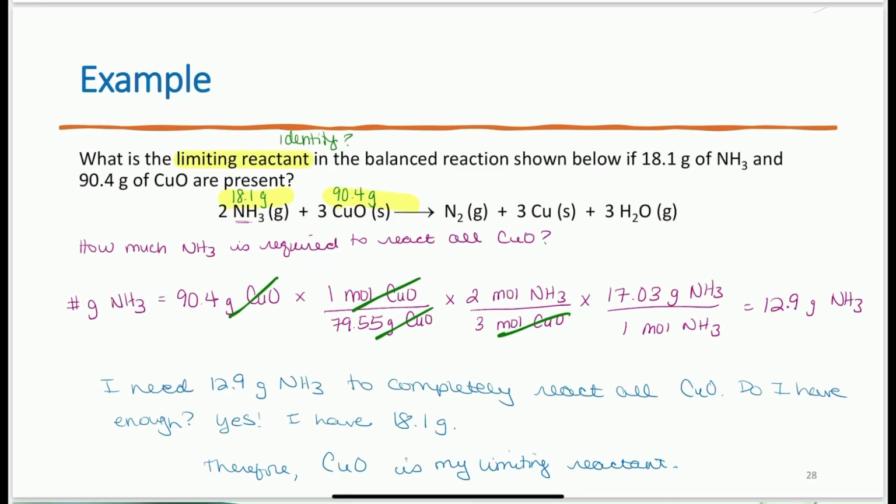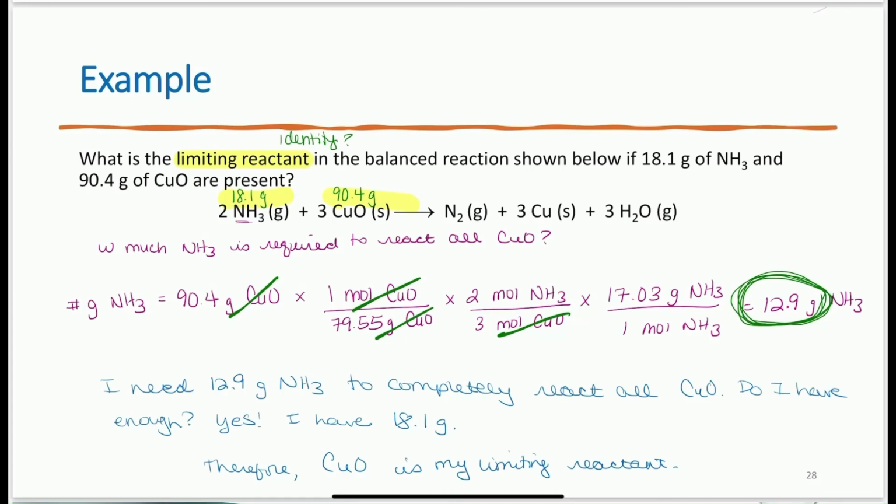So again, this is the way I recommend you doing it. I'm going to show you the other method just in case you're more comfortable with it and you want to follow what the book does. But this is the way I recommend it because it's going to quickly tell you, you calculate how much could you have made or how much do you need to react, and then ask yourself, do I have enough? If this value here had been greater than 18.1, we would have known that ammonia was our limiting reactant. Because it's smaller than 18.1, we know that ammonia is actually our excess reactant.